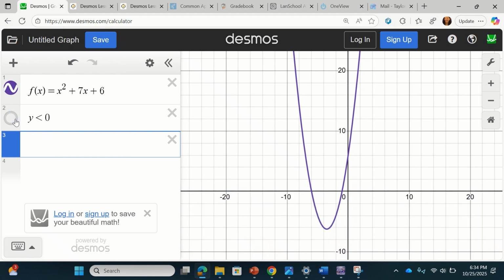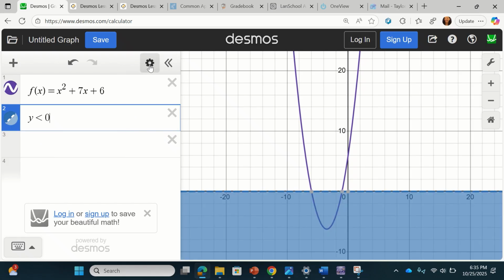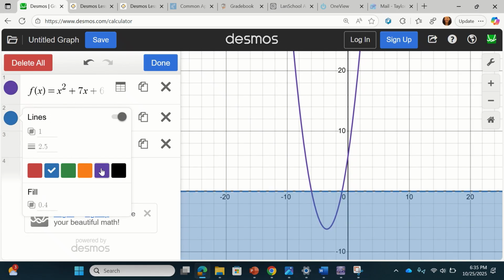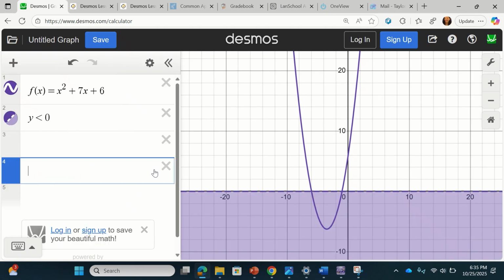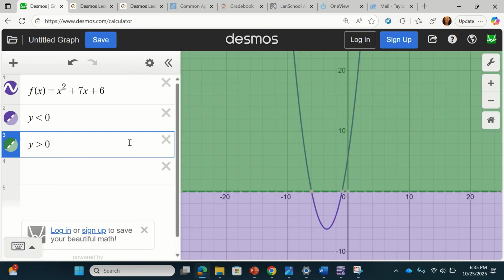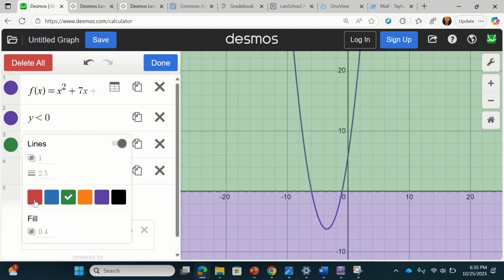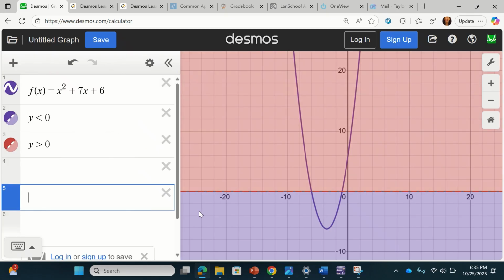Wait a minute. Negative was supposed to be in purple. So if you guys remember how to change that, you click on that, you go up to edit list, and I'm going to go ahead and change that to purple. Now, I think that's going to be okay with the purple function. And then we'll have y is greater than 0, and that we want it to be in red. Okay, so we have the right colors there.